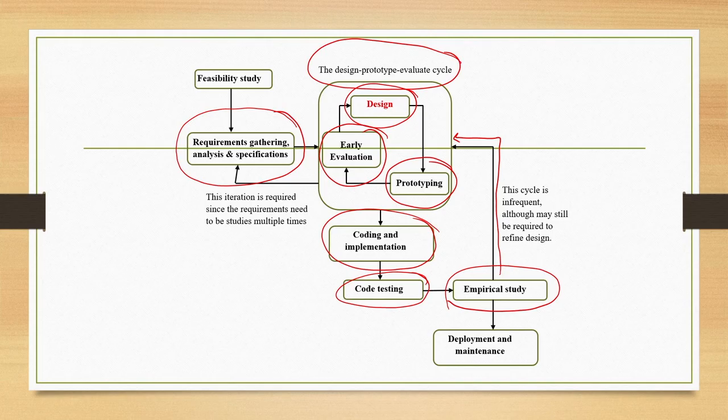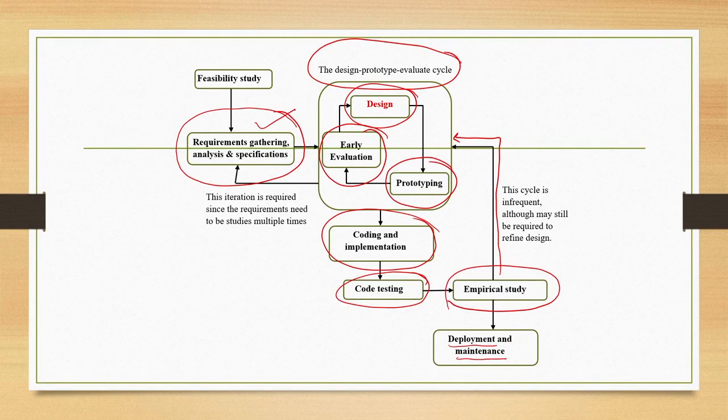So, once we have a system which is executable and usable, after going through all these stages, we go to the deployment stage and maintenance stage. So, these are the stages of an interactive system development life cycle which we are discussing. We have already covered requirement gathering stage. We have covered in detail the design prototype evaluate cycle for interface design. Currently, we are discussing the second type of design, that is design of the system.